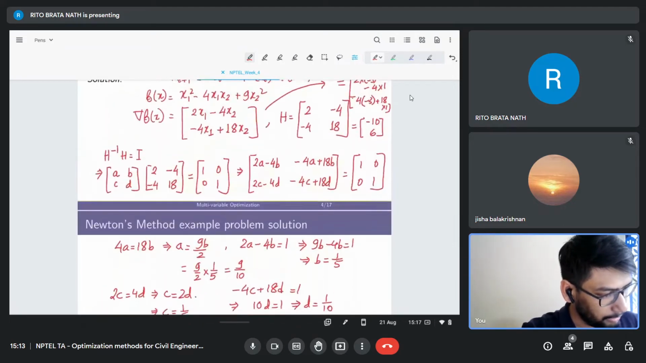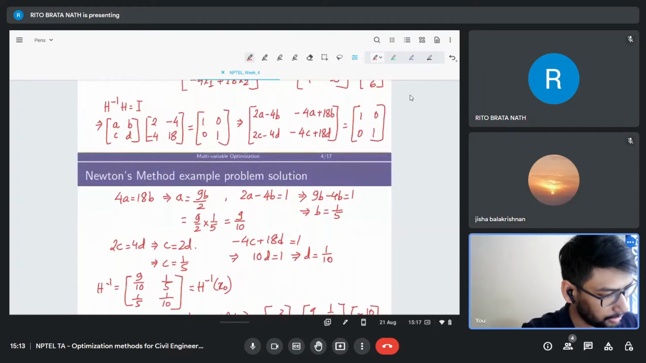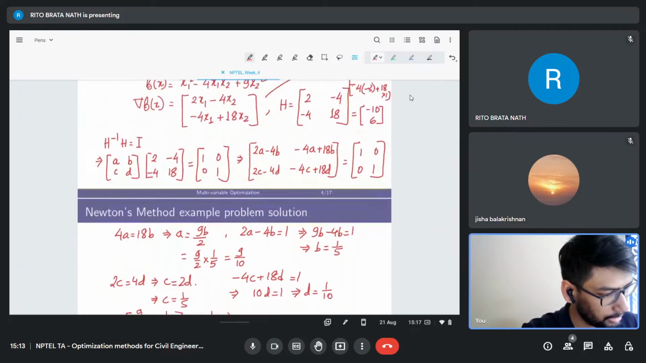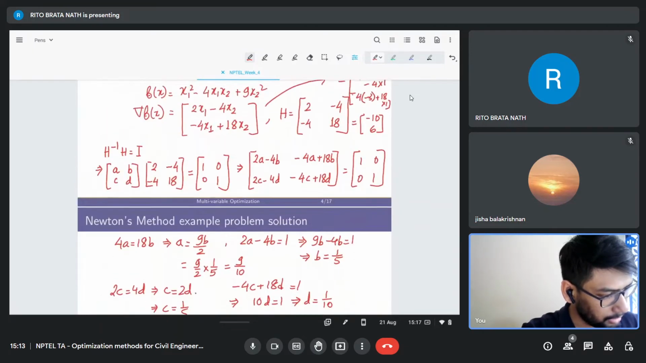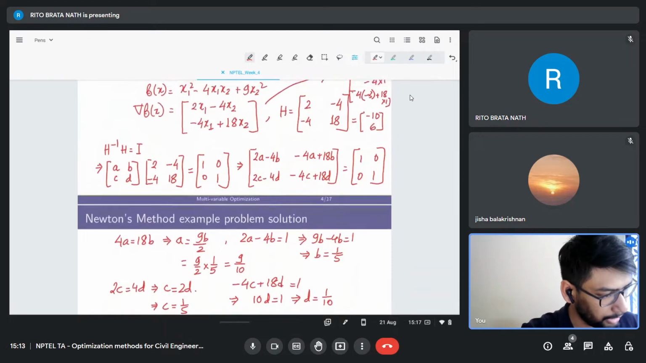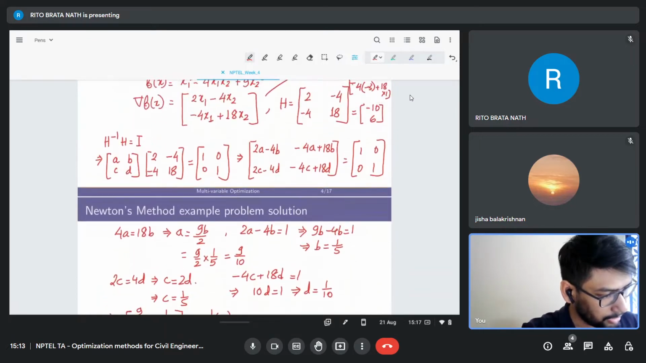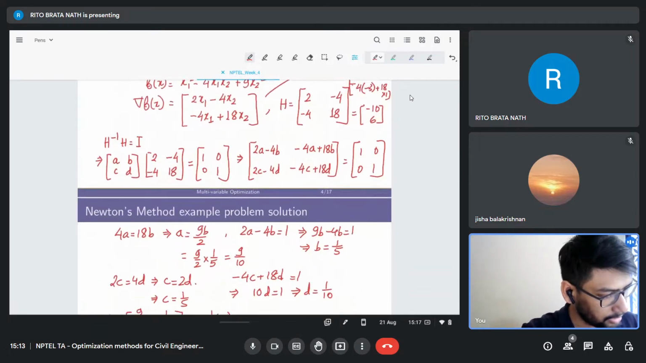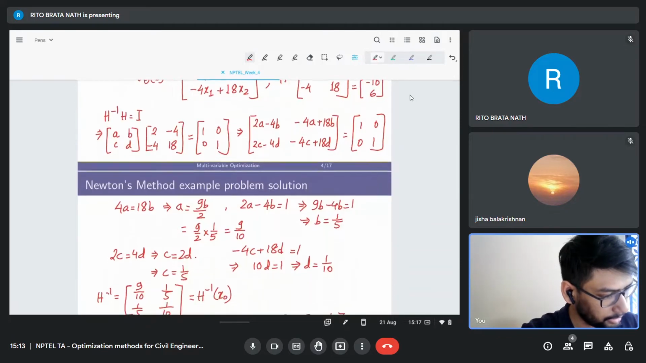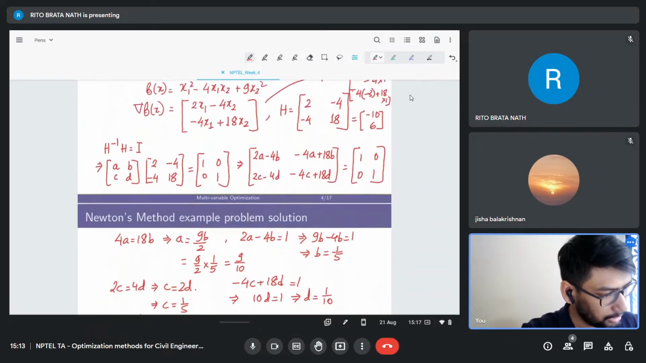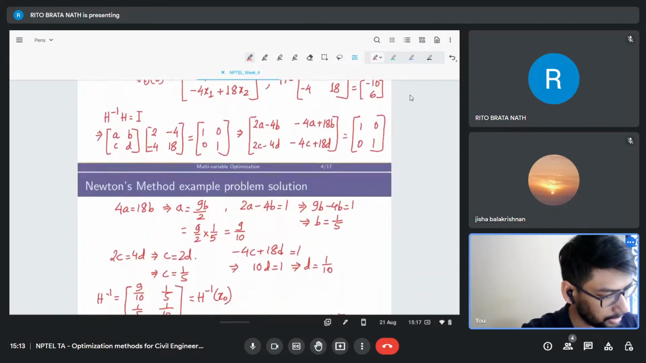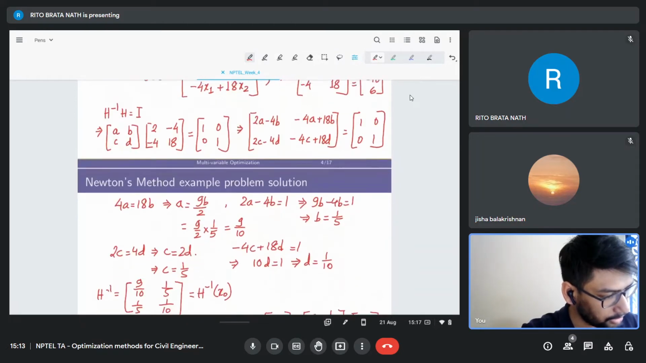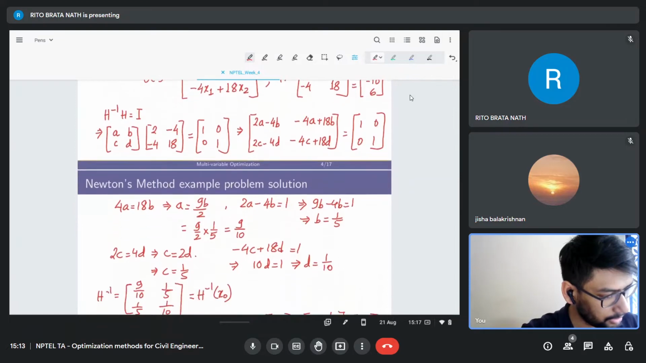So this is 18 by 10. So that's 9 by 5 minus 5, 4 by 5. So that's fine. Then next is minus 4 by 5. So that's correct. Then it's minus 36 by 10 plus 36 by 10. That's correct. Then it's 1/5, so this is 2/5 minus 2/5. That's correct. And then it was minus 4/5 plus 9/5.